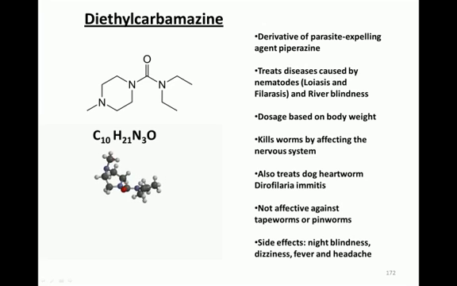Diethylcarbamazine, derivative of parasite expelling agent piperazine, kills worms by affecting the nervous system, dosage based on body weight, and not effective against tapeworms or pinworms.